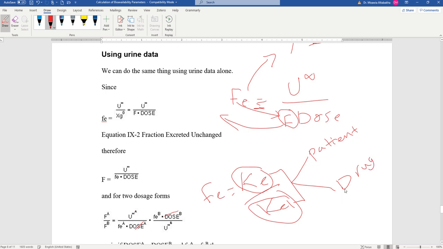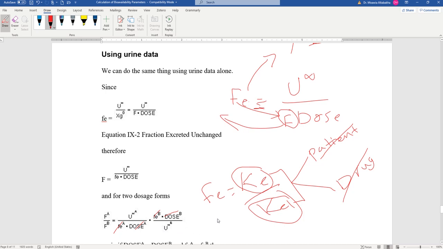Am I using the same drug? Yes, I'm using the same drug. Am I using the same patient? Yes, I'm using the same patient or subject. So in this case, I can also remove FB and FA. So the answer here will be U infinity A divided by U infinity B.